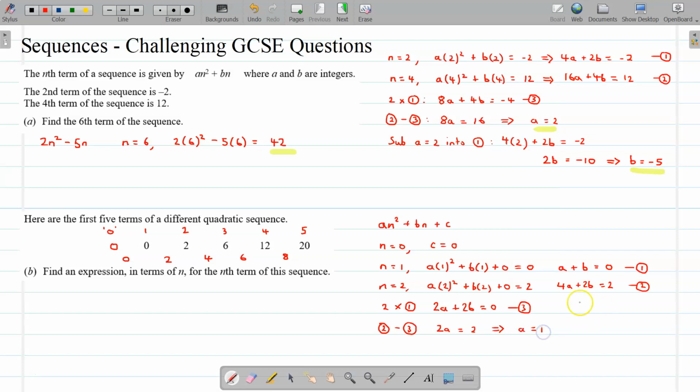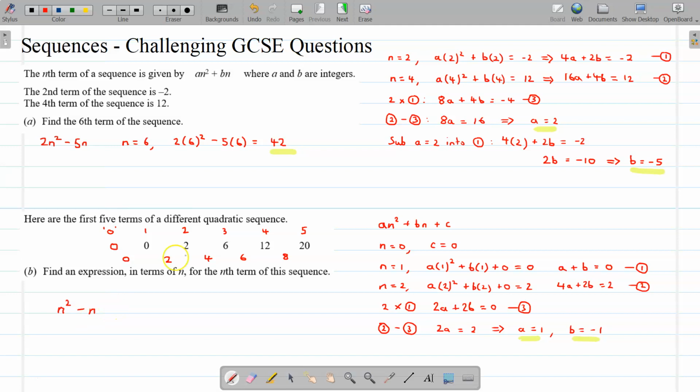And we can straight away see that b must be negative 1, because we know that a plus b is 0. So if a is 1, b is negative 1. And that takes us straight to the answer we need. In our general formula we know c is 0, a is 1, so the general formula is 1n squared, or just n squared, plus b times n, which is minus 1 times n, so it's minus n, and then c is 0. So it's n squared minus n.